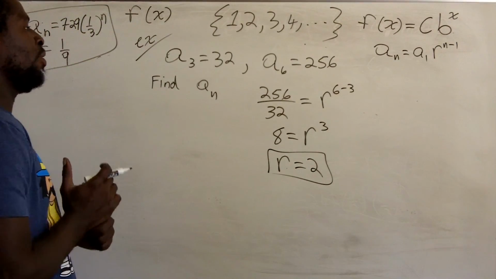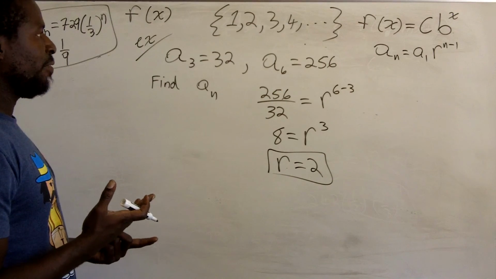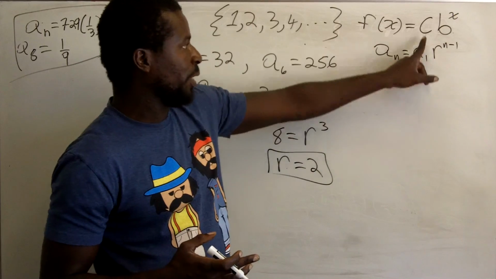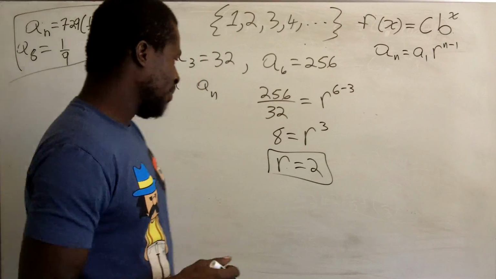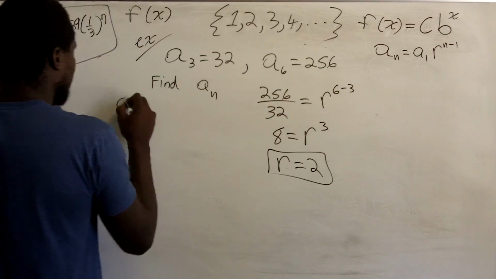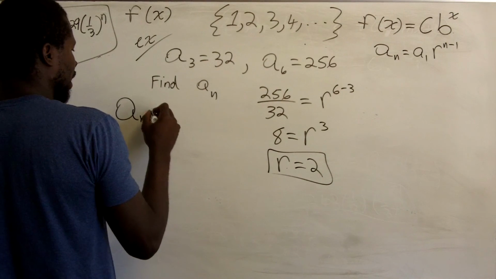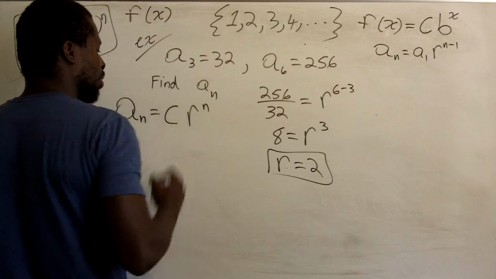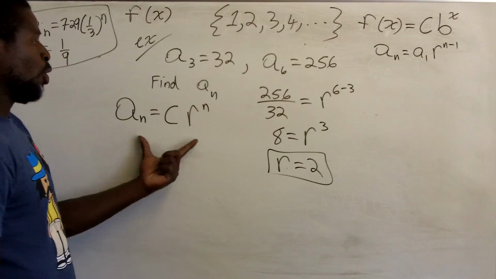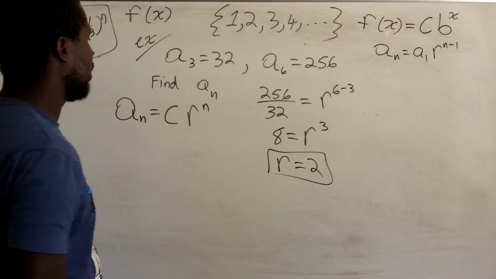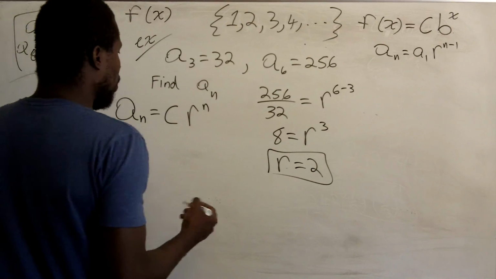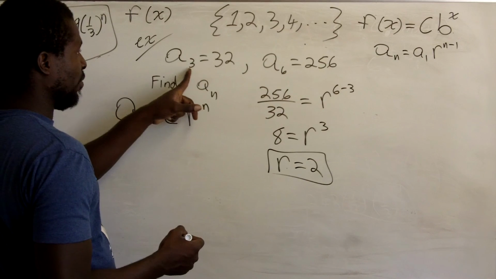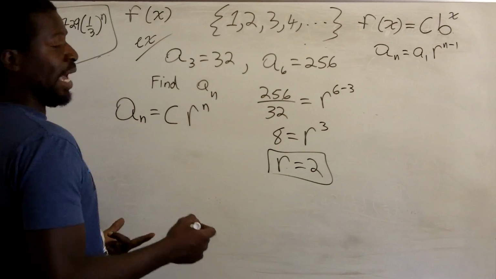Now that we have the value of r, we don't actually need to find the value of A1. We can just find whatever that constant is, remembering that An is equal to some constant times the common ratio to the nth power, if you don't write it in terms of A1, that is. If you just write it in terms of a constant. So we have a lot of information. We have r, and we have a value of n and An for that value.